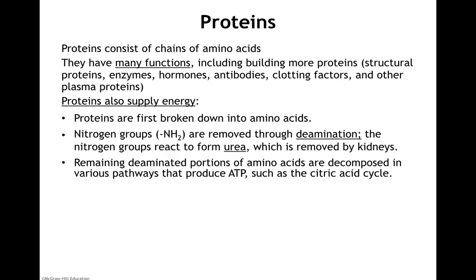Proteins are first broken down into amino acids. The nitrogen groups are removed through deamination. Nitrogen groups react to form urea, which is removed by the kidneys, and the remaining deaminated portion of the amino acids are decomposed in various pathways with things that will fit into the citric acid or Krebs cycle. However, we do not generally want to use proteins as an energy source. That's a last resort. That indicates a starvation diet.